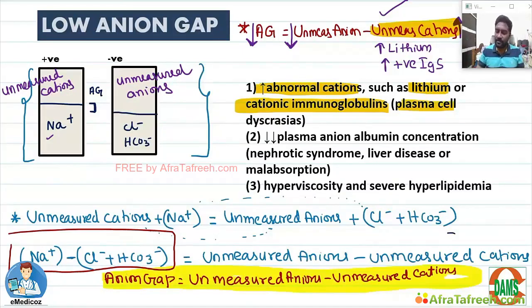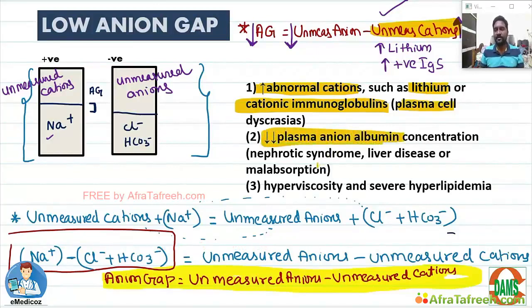Now, what is the reason for decrease in unmeasured anions? So, the most important unmeasured anion is albumin. So, decrease in albumin. So, you know that albumin has a negative charge. So, when will albumin decrease in the body?